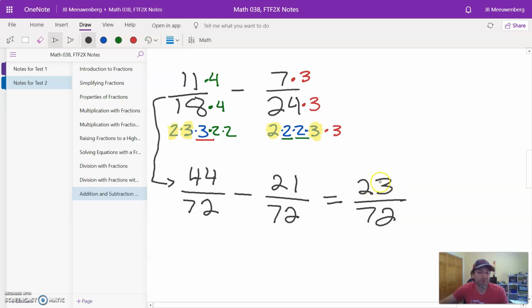And this is a prime number on top, so there's nothing I can even do here to simplify or reduce it. So just to reiterate that: factor the denominators, see what they have in common, share what they don't have in common, multiply the top and the bottom by that number, right? So we're multiplying by a common factor on top and bottom. You build that common denominator, and then you can add or subtract. And that is adding and subtracting with fractions.